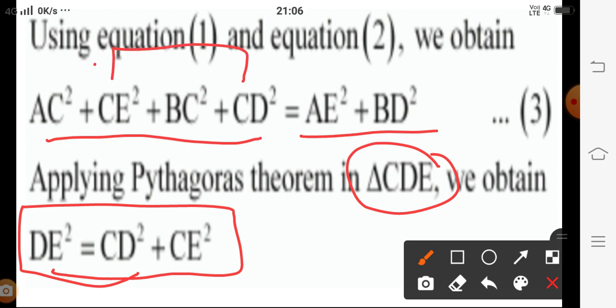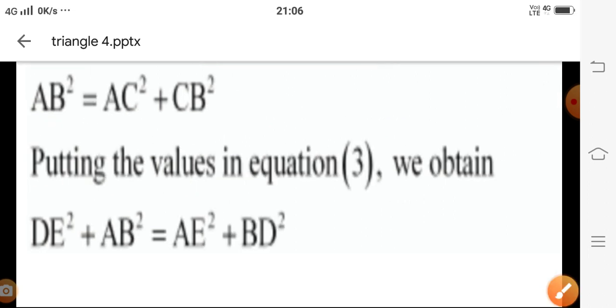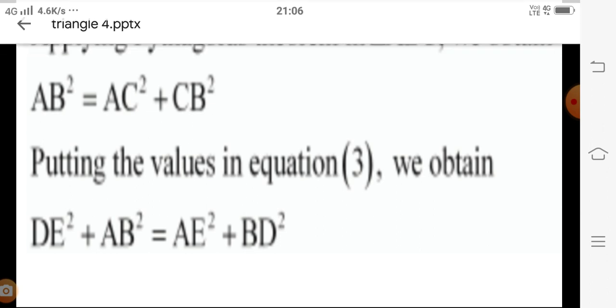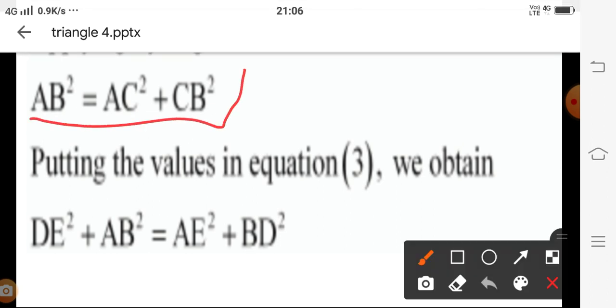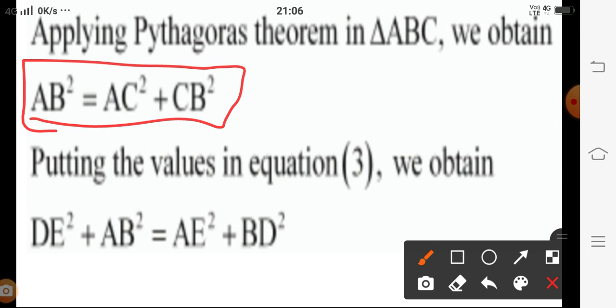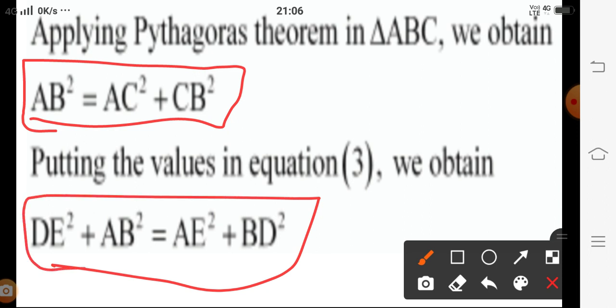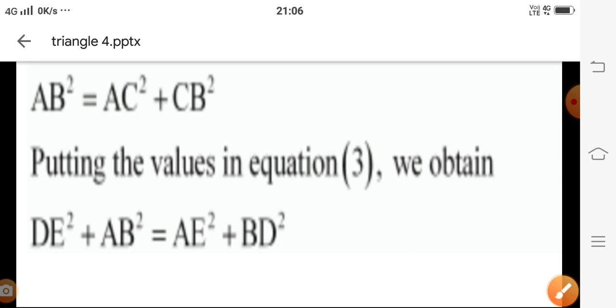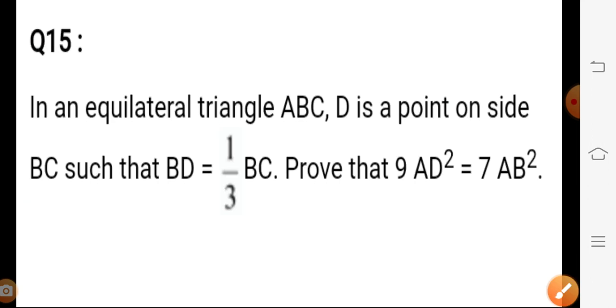CD square and CE square we are getting here, and also the sum of AC square and BC square we are getting as AB square in the right angle triangle, and AB square is equal to AC square plus CB square. Then if we put these values in the equation, we get the required solution as DE square plus AB square is equal to AE square plus BD square.